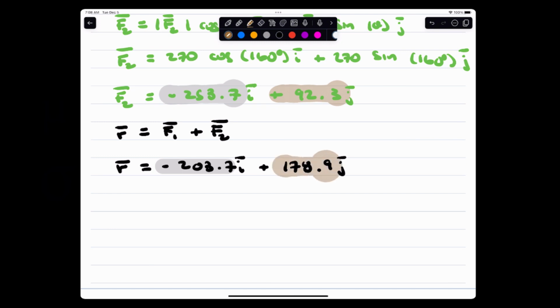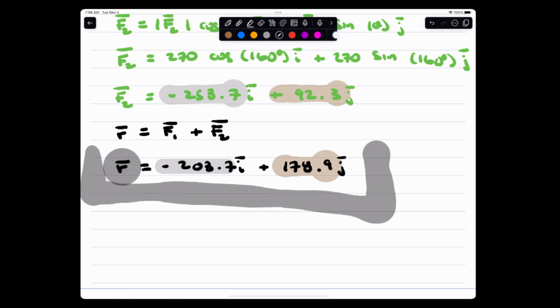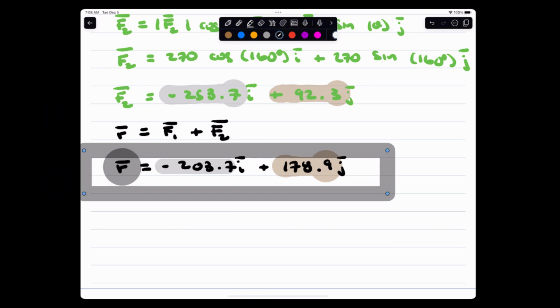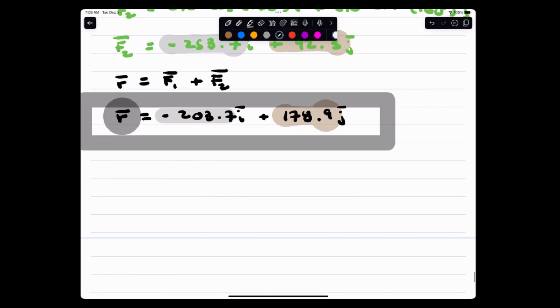And ladies and gentlemen, here's your resultant vector. And of course, it's a force vector. And what do you guys want to do with this now? Do you guys remember? You need the magnitude and the direction. Okay, so we're going to get the magnitude of this and the direction of that. So, okay. The length of R, square root, negative 203.7 squared plus 178.9 squared.